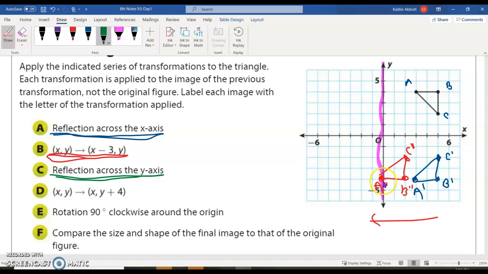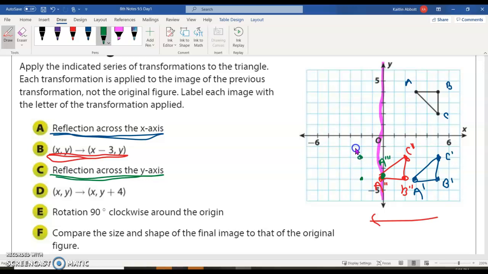So I see A is already on the y-axis, so it does not have to flip. So it's actually going to be right on top. And this is going to be A triple prime. 1, 2, 3. Okay, A triple prime. And now I got to flip C. So we go 1, 2, and I go 1, 2. And remember, we're reflecting. 1, 2, 1, 2.